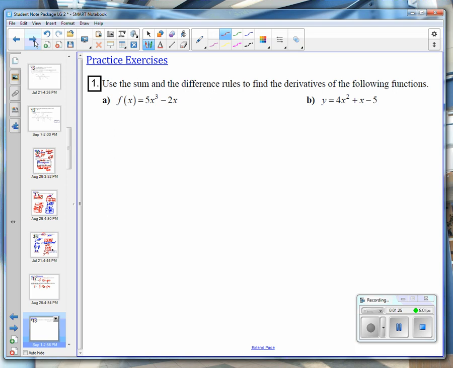All right, so use the sum and the difference rules to find the derivatives of the following functions. So I've got the derivative of this, and now remember, this is like the difference rule, where I just find the derivative of each one individually. So just take one at a time. So 3 times 5 is going to give us 15x, and then I minus 1 from that 3, which is going to be squared, minus, now remember when I have x by itself, or like just x to the power of 1, that 1 is going to come down, okay?